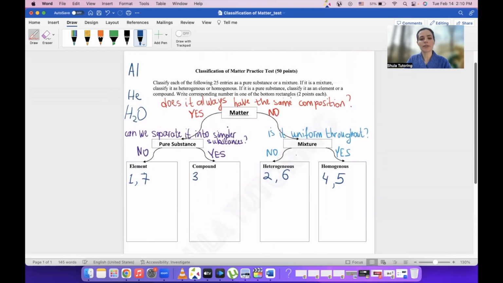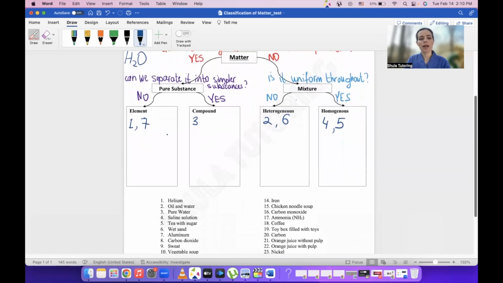Now, carbon dioxide, does it always have the same composition? Yes, carbon dioxide is carbon dioxide. Now, can we separate it into simpler substances? Let's look at carbon dioxide. That's carbon and oxygen. Technically, we could separate it into carbon atoms and oxygen atoms, and that makes it a compound because it's not one type of atom, it's two or more types of atoms.